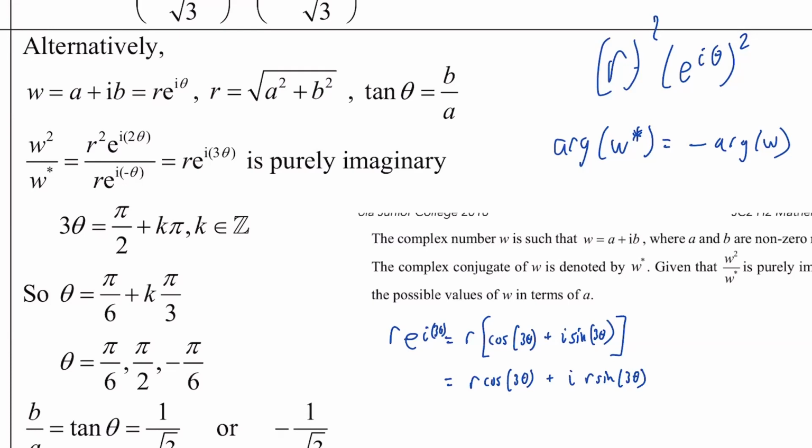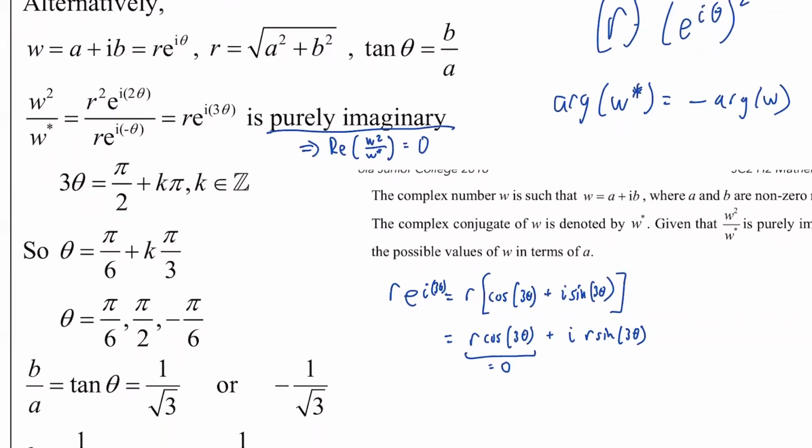x plus iy. Okay, very good. Then what do we want again? Make which part equal to 0? Purely imaginary. The cosine 3 theta. The real part must be equal to 0. Technically, the notation should be Re of w squared over w star equals 0. So that means this part equals 0. Now the r, you can assume that it's not 0. So how do you make sure this is equal to 0 if r is not 0? The cosine 3 theta must be equal to 0.